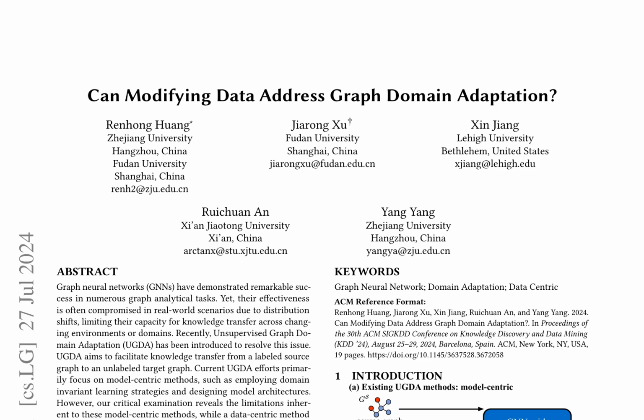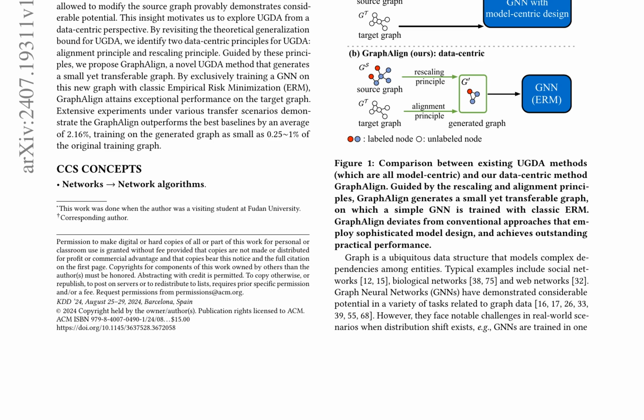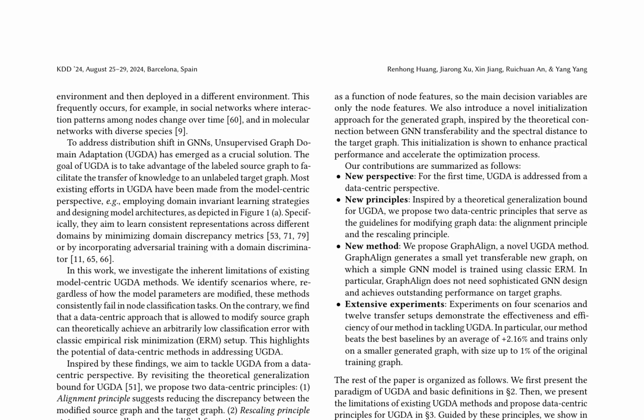However, these methods have inherent limitations, and a data-centric approach that modifies the source graph has demonstrated considerable potential. In this work, the authors investigate the limitations of existing model-centric UGDA methods and propose a data-centric approach guided by two principles: alignment principle and rescaling principle. The alignment principle suggests reducing the discrepancy between the modified source graph and the target graph, while the rescaling principle states that a smaller graph modified from the source graph can achieve a generalization error comparable to that of a larger graph.